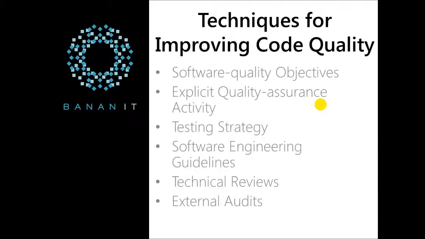It makes your job much easier when your code is readable and testable. It's just less headache. So you have to explicitly define your quality assurance activity. You have to write it down. What should you do in order to achieve quality? Also, we're going to talk about testing strategy.